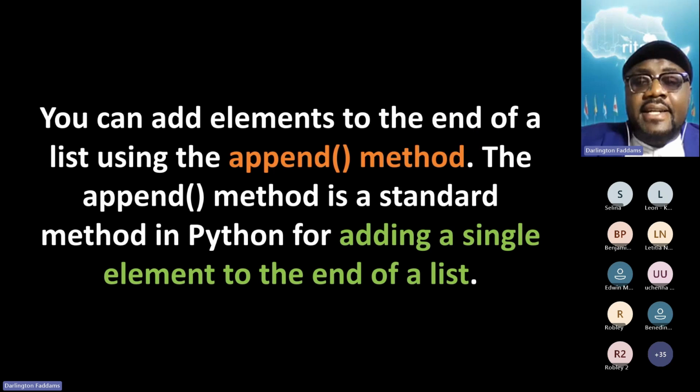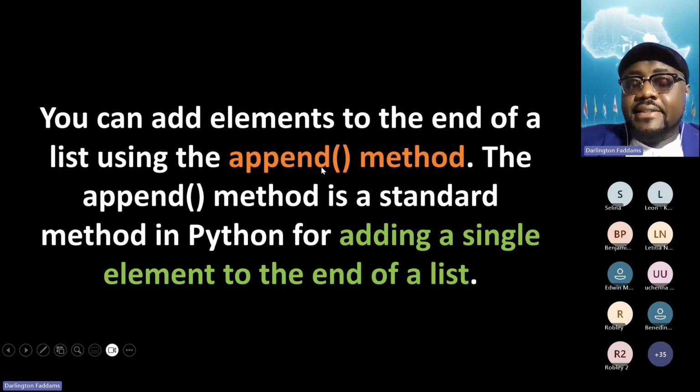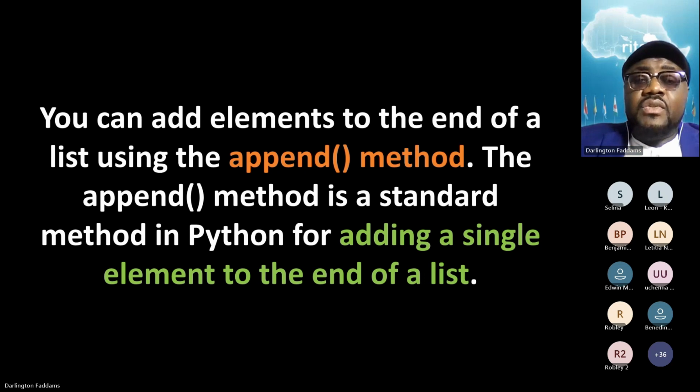Now, to add an element to a list, we use a method called append. The append method is a standard method in Python for adding a single element to the end of a list. So if you use append, whatever you add will go to the end.